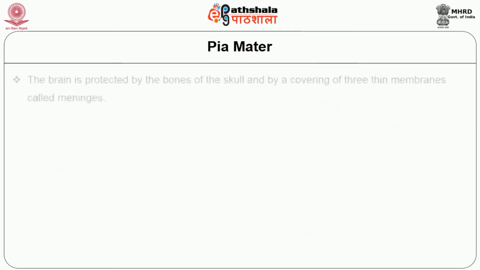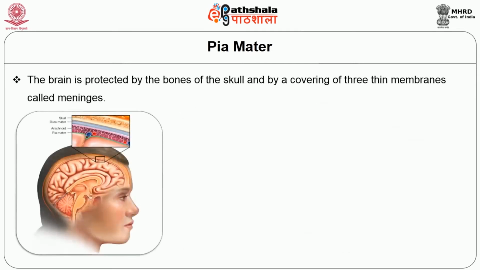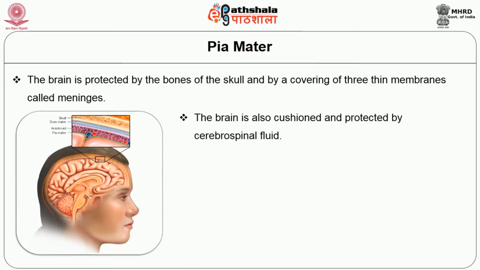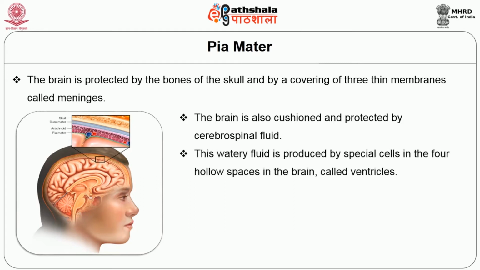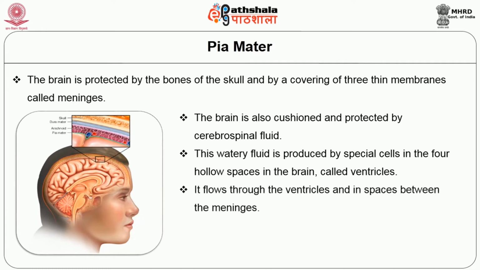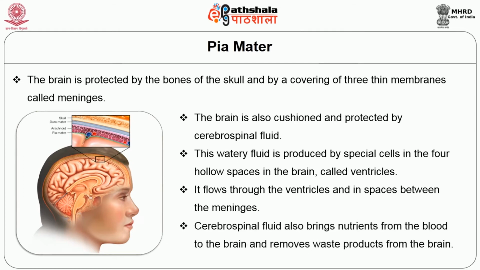The brain is protected by the bones of the skull and by a covering of three thin membranes called meninges. The brain is also cushioned and protected by cerebrospinal fluid. This watery fluid is produced by special cells in the four hollow spaces in the brain called ventricles. It flows through the ventricles and in spaces between the meninges. The cerebrospinal fluid also brings nutrients from the blood to the brain and removes the waste products from the brain.